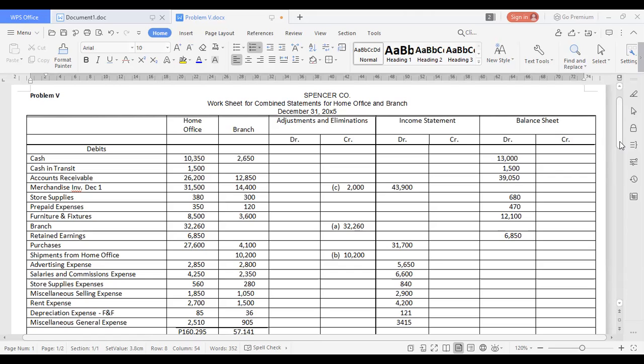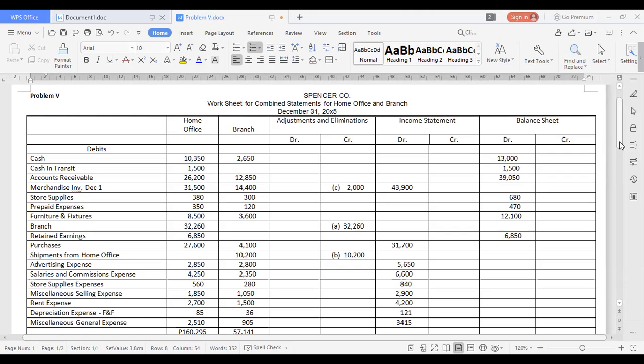Then we have accounts receivable, the same as in the book. Then we have merchandise inventory, December 1, copied from the book. Your store supplies are already after your adjustments, entries for the home office. We now debit to store supplies expense and credit to store supplies. The original balance of store supplies was 940.